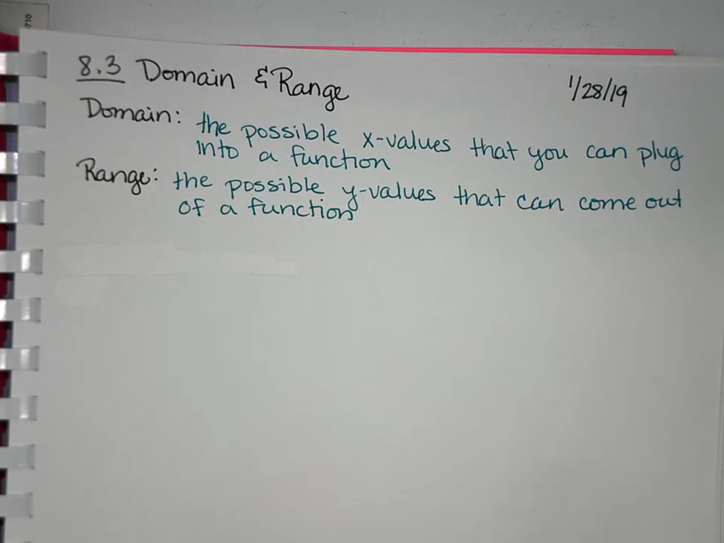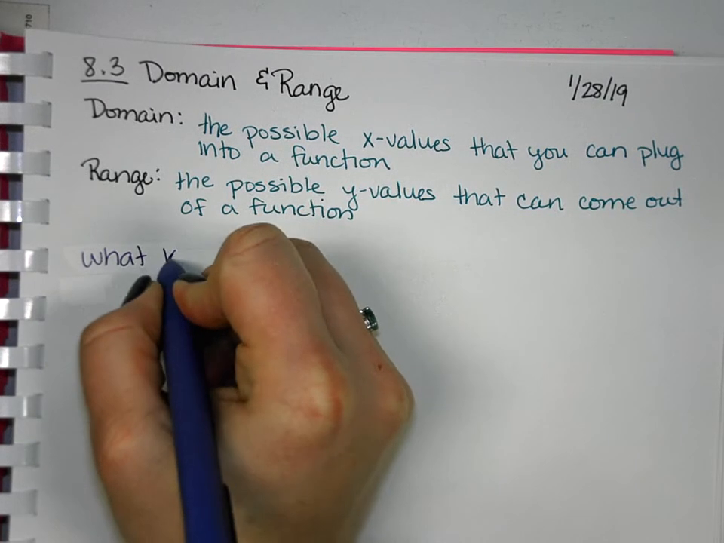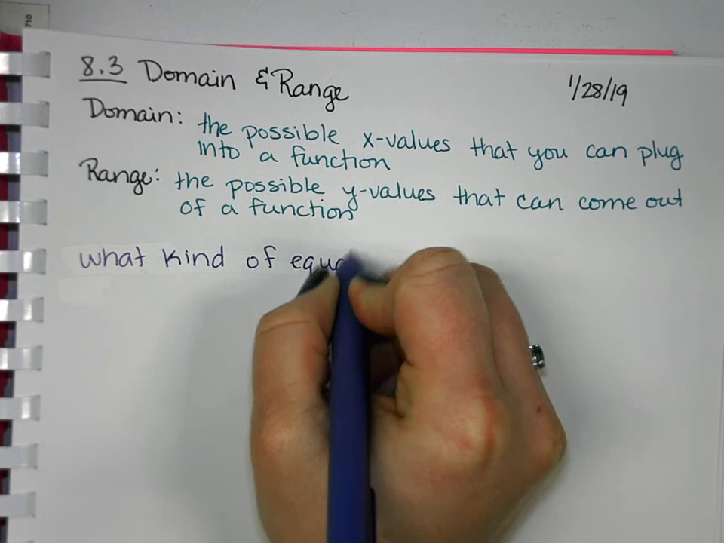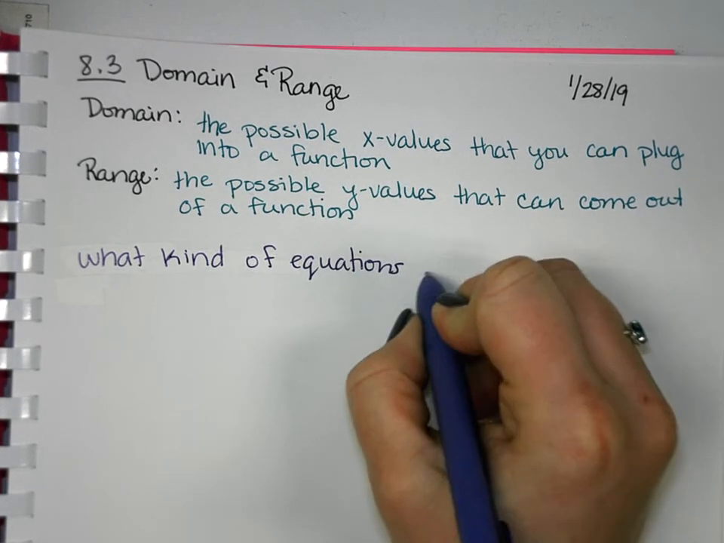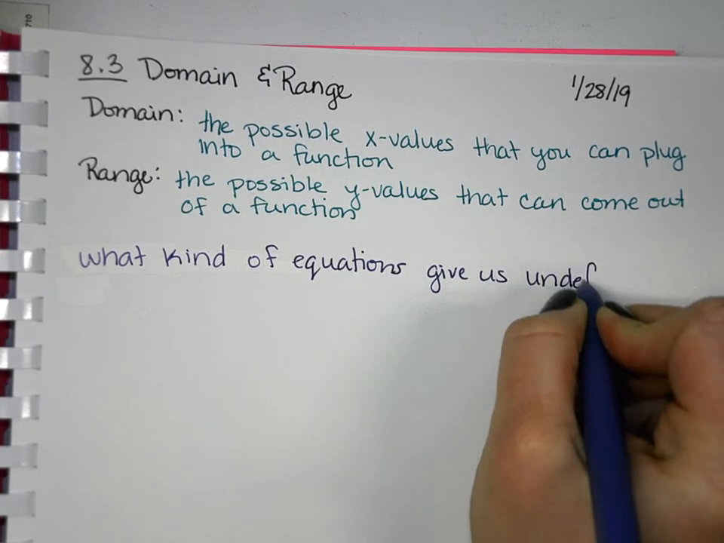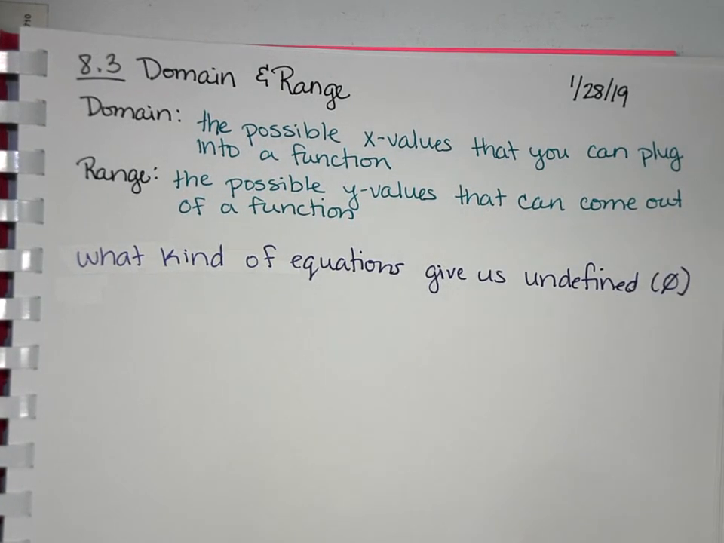And so when we think about the types of things that can limit our domain, we're wanting to think about the types of equations that'll give us a does not exist. So what kind of equations give us undefined, otherwise known as the null set or no solution?